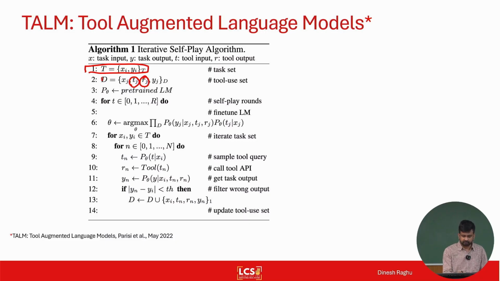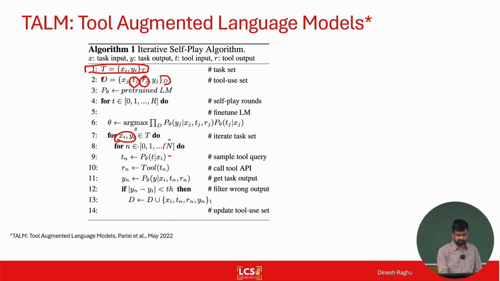And what they say is that for every example that you have, it doesn't matter if it's in this D set or not, just like how in GSM-8K you sample 100 with higher temperature, here too they sample a large number of samples with a higher temperature. They call it N, right? So let's say N is 100. For that same input they sample 100 different tools.